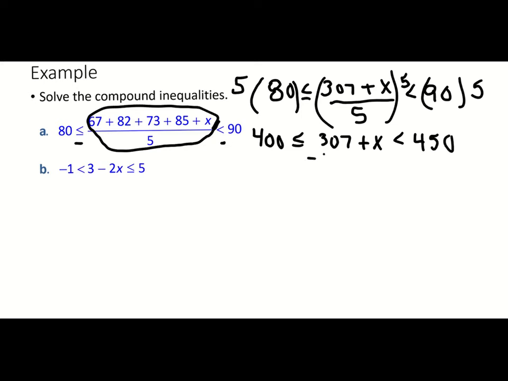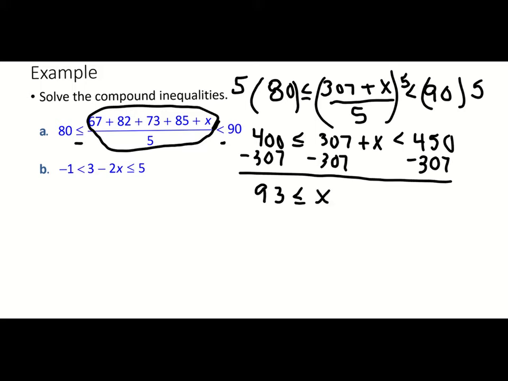Next, to solve, we will subtract 307 from both sides. And we end up with 93 is less than or equal to x, which is less than 143.